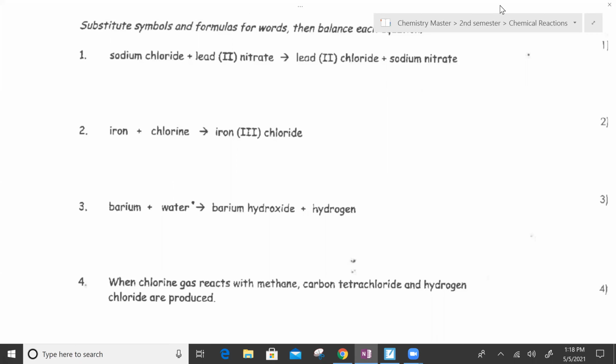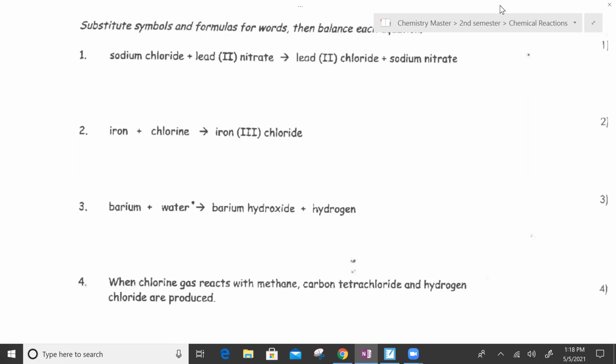Okay, so today we are going to go from word equations to equations with symbols, and we're also going to balance these equations, okay? First we're going to start by writing what we call a skeleton equation, which just means everything has the right formula.